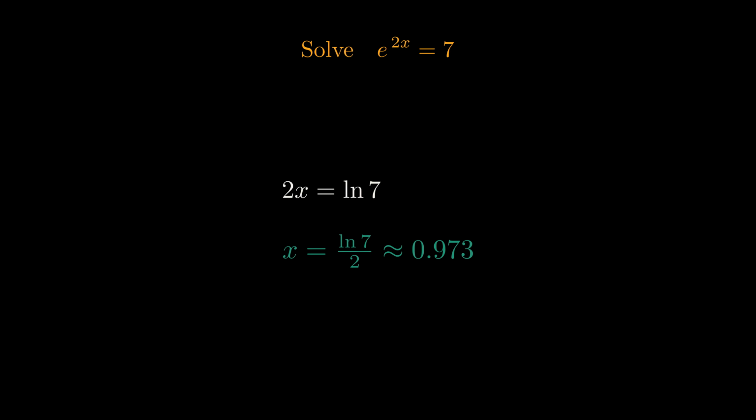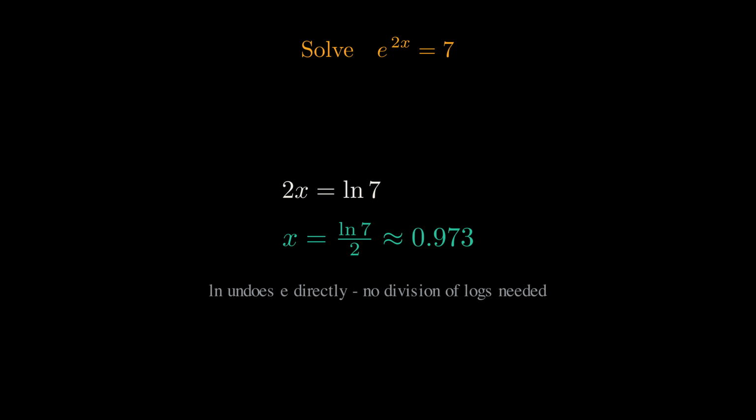Part D uses the natural log. e to the 2x equals 7. Since ln undoes e directly, 2x equals ln 7. So x is ln 7 over 2, about 0.973.